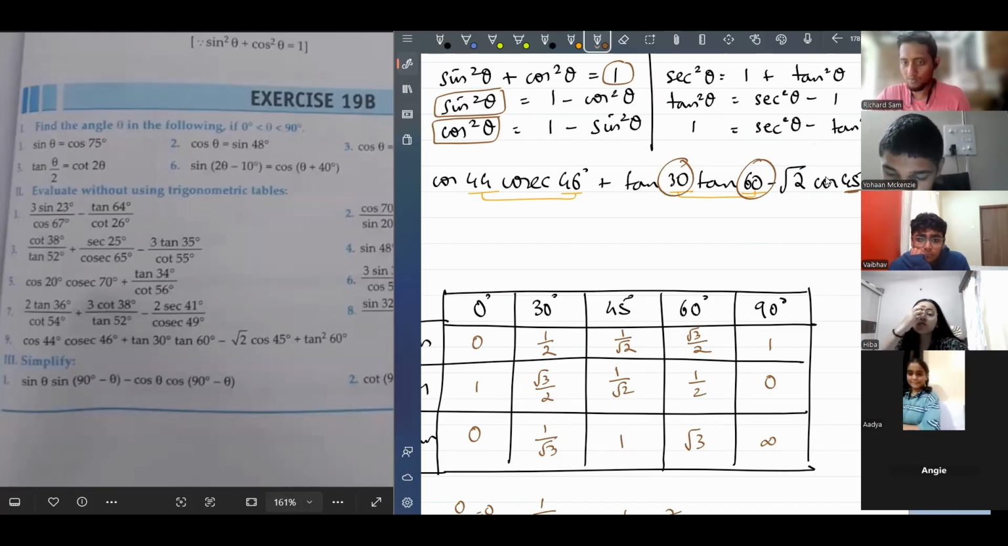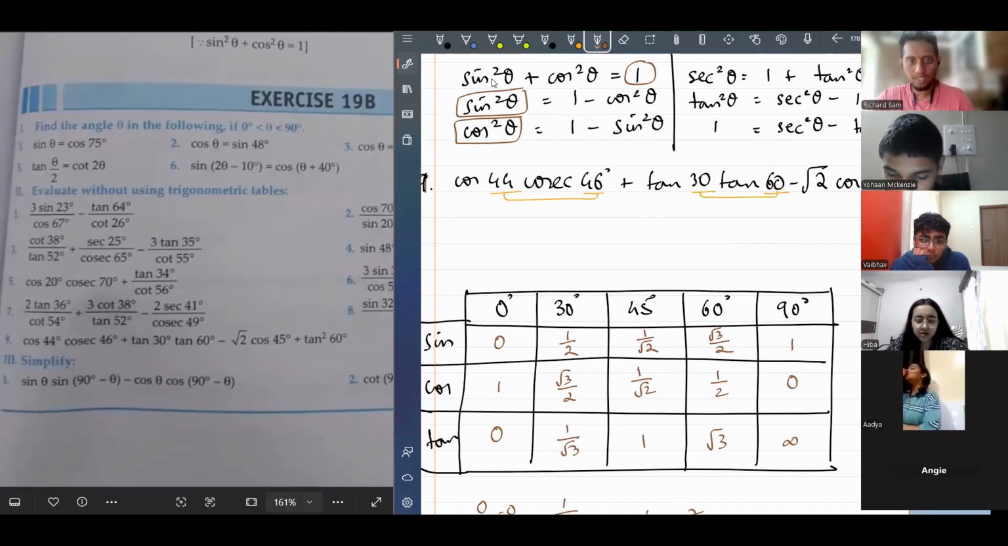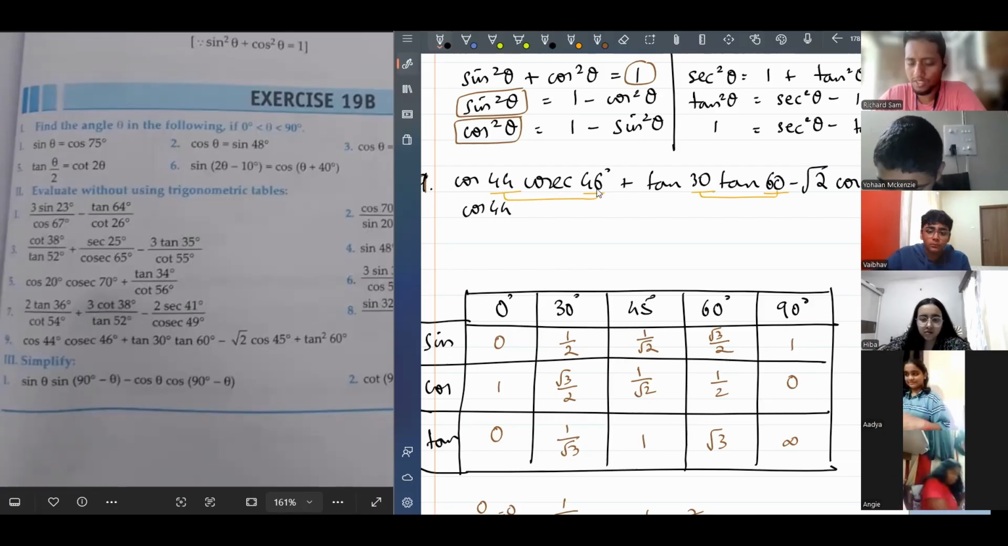There's a better way. We can make the numbers same. So we don't use the table over here. Okay. All right. So let's solve this now. Cos 45 and 46 can be made same. So cosec 46. What is the complementary angle to cosec 46?